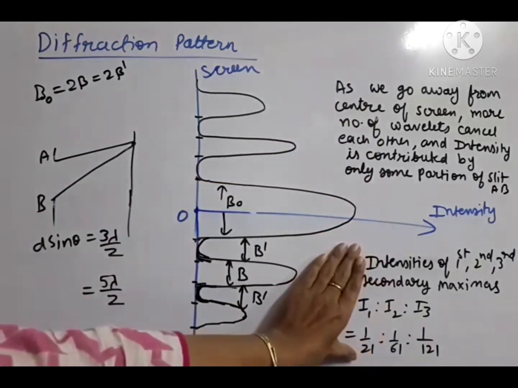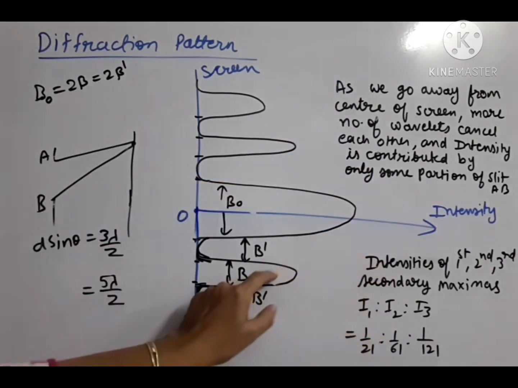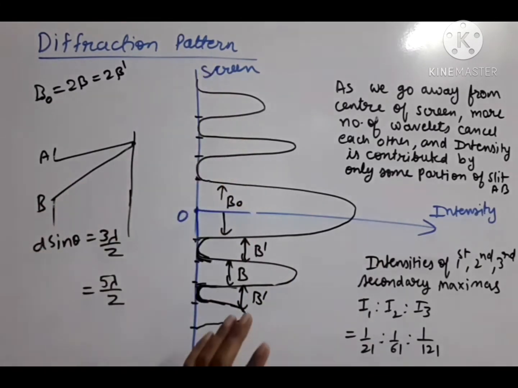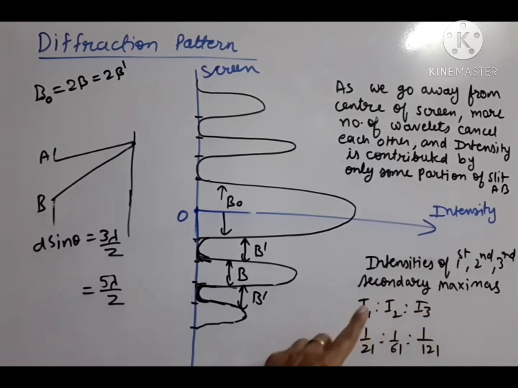And what are the actual intensity ratios of all maxima? Central maxima, then secondary maxima: first maxima, second maxima, third maxima intensities are in the ratio 1/21, 1/61, 1/121. You have to remember this intensity ratio. This is calculated with proper intensity calculations.